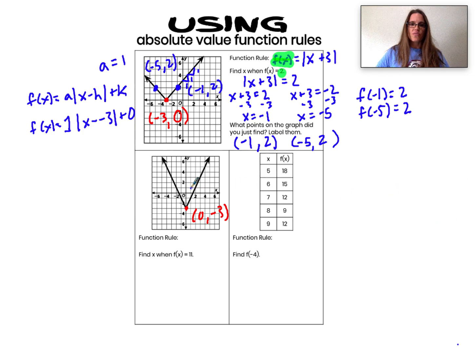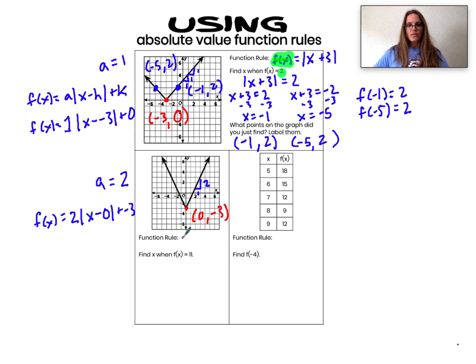Let's find the slope of the right branch. When x goes up by 1, f of x goes up by 2. My right branch slope, meaning my a value, is 2. And so I can write my function rule. I could write my function rule as f of x equals 2 times the absolute value of x minus 0, plus -3.